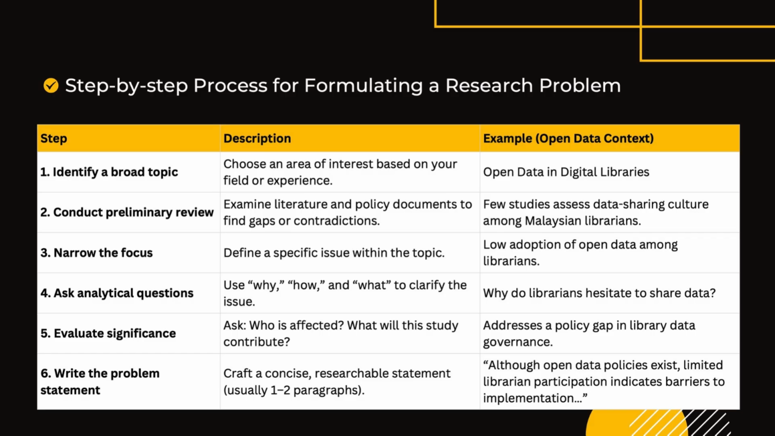Step 5. Evaluate significance. Ask yourself, who is affected by this problem, and what will this study contribute? Here, the research addresses a policy gap in library data governance, a valuable and relevant contribution. Step 6. Write the problem statement. Finally, craft a short, clear statement that summarizes the issue. For example, although open data policies exist, limited librarian participation indicates barriers to implementation.